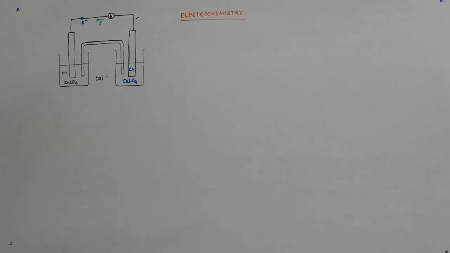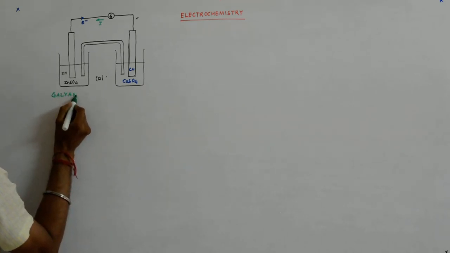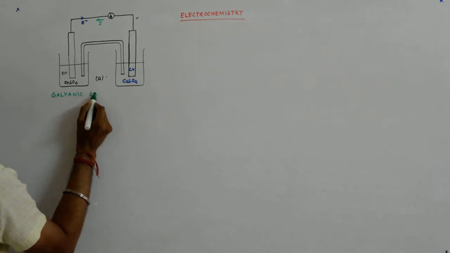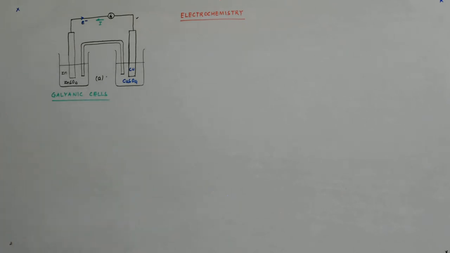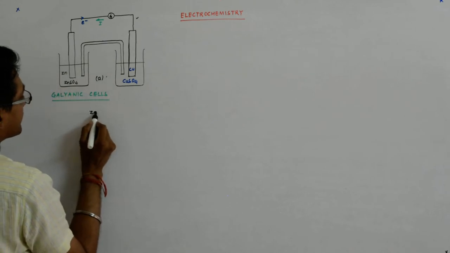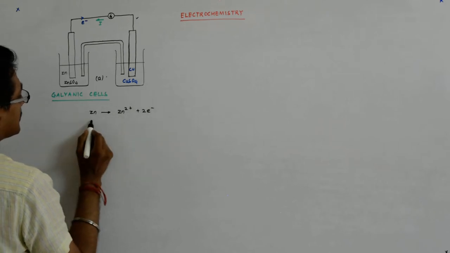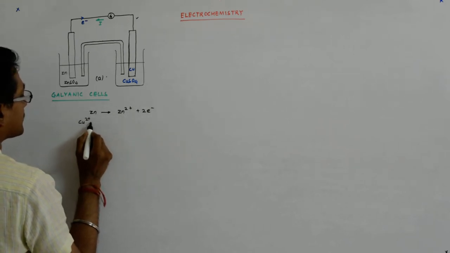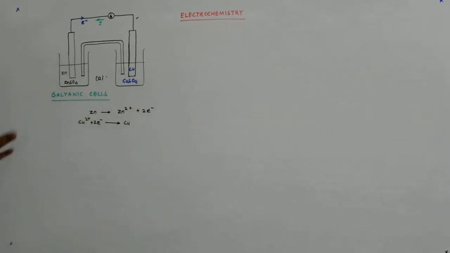Okay, so we now come to the galvanic cells. Now we have fairly well understood that in this case it is Zn which becomes Zn2+ plus 2 electrons, and here Cu2+ gains 2 electrons and becomes Cu, the standard that we are taking for reference.